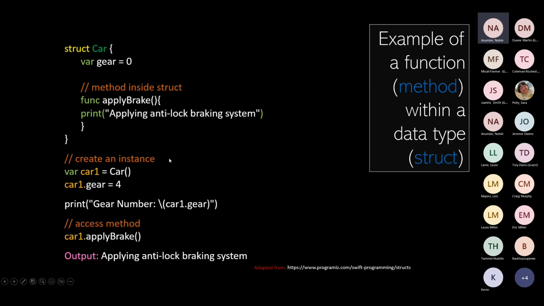So this right here is an example of a method. This is a method inside a struct, right? So this is my property, this is my method. I create an instance here, right? And then all of a sudden, I can print this and that's my method here, right? Because I've created it from that. And then it gives me an output here because it prints applying anti-lock brake. But that's just how you would know a method because it's subsumed within a structure.